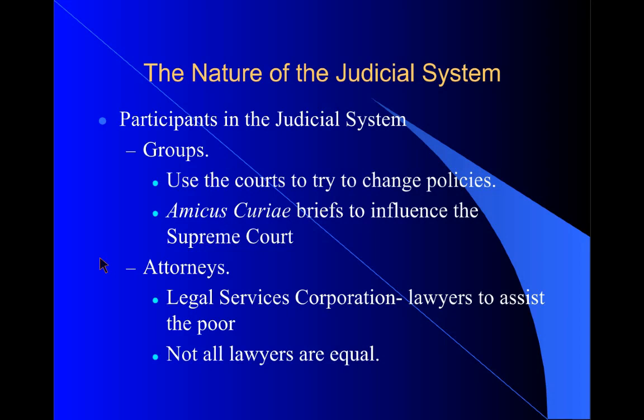Now there's other groups that are involved. In cases that make it to appeals court or cases that make it to the Supreme Court, you have groups that try to kind of influence it. For example, the NRA, the National Rifle Association, they might try to influence the court to rule in favor of gun rights. How that's done is mainly through what's called an amicus curiae or an amicus curiae brief. That means friend of the court.